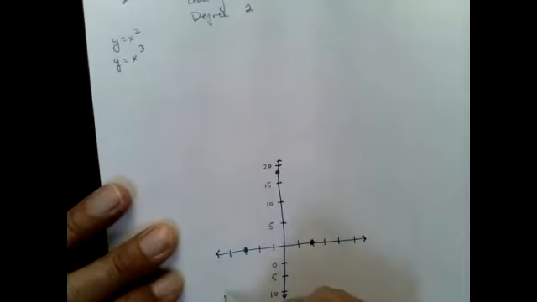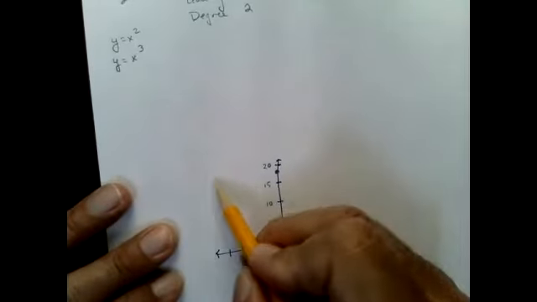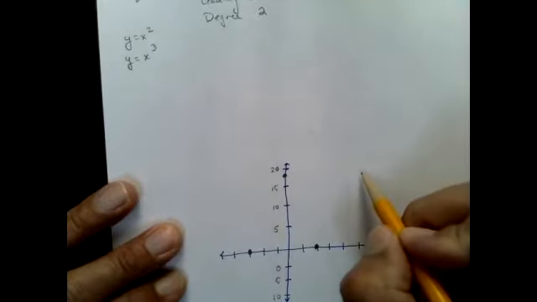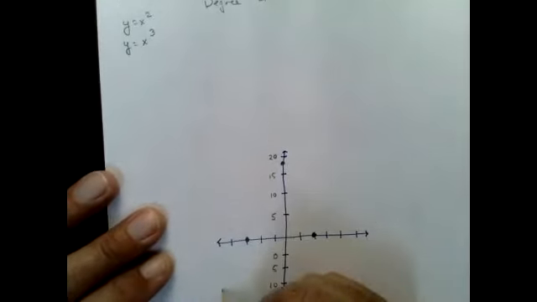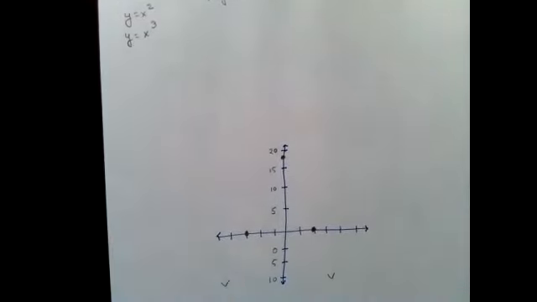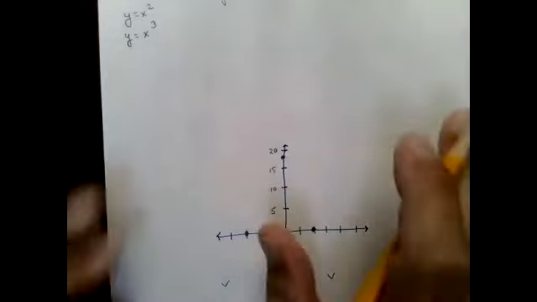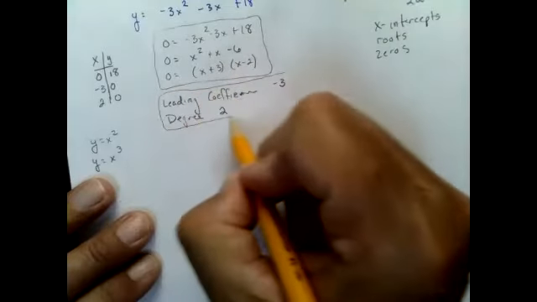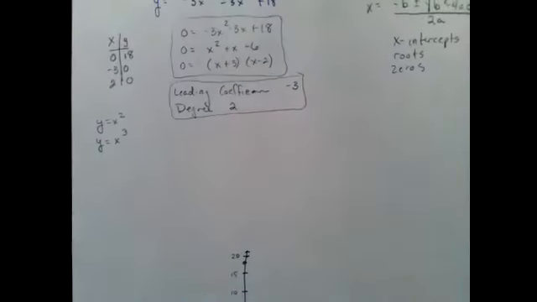I knew that with degree 2, the end behavior would either be up here and up here. But because it's negative, I know my end behavior is going to go down there and down there. And we talked about end behavior. So that's some clues to help me with what my graph is going to look like. All right, so I had my end behavior.